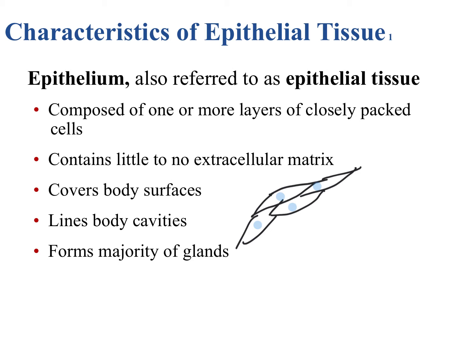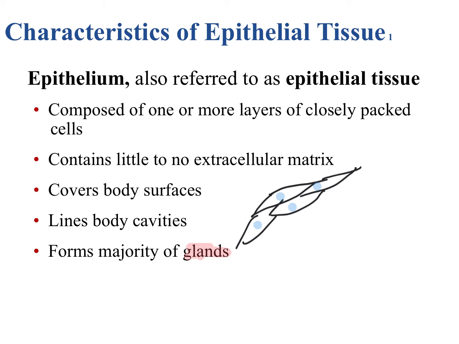You'll find epithelium lining body cavities and organs. So those serous membranes we talked about last week, the parietal and visceral peritoneum and parietal and visceral pleura, also have at least some component of epithelial tissue. Epithelium will form the majority of glands, okay? So most glands are epithelial tissue, right?